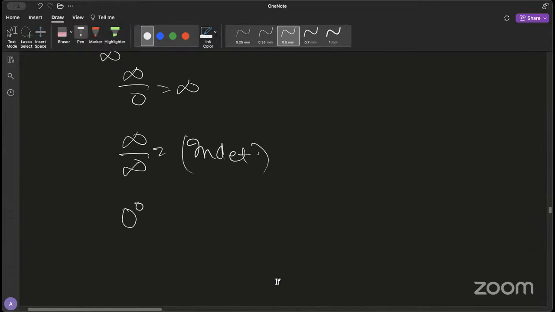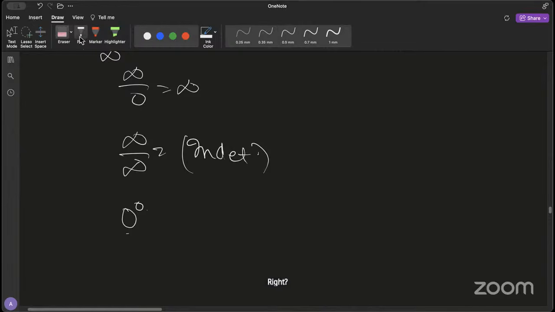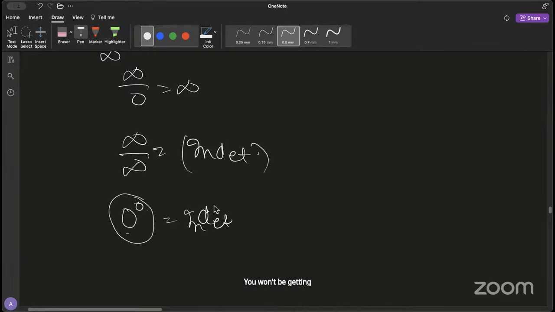If you have 0 to the power 0 form, when I write these things, I mean an to the power bn, sequences an and bn, where an is going to 0, bn is also going to 0. That's what I mean, right? But in simple words, I'm just writing it this way. This is also one of the indeterminate forms. You won't be getting these forms. Don't worry about this. Indeterminate forms.